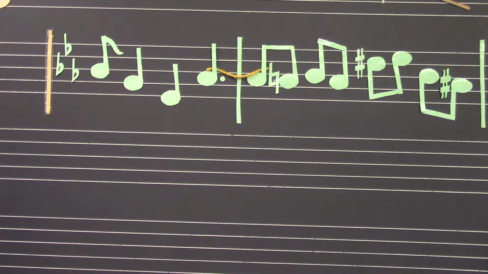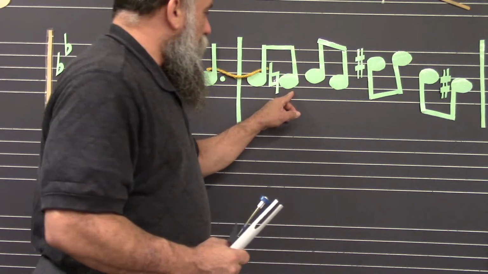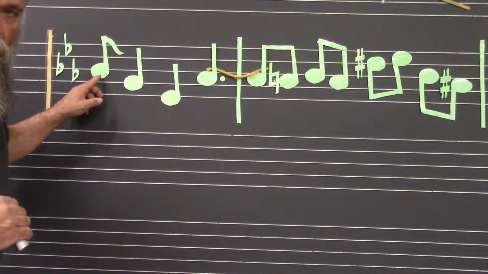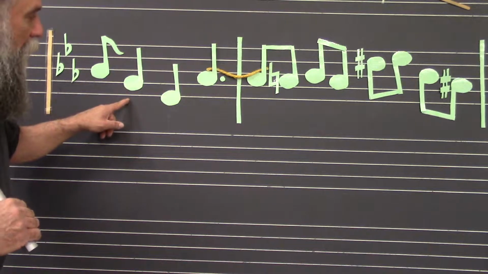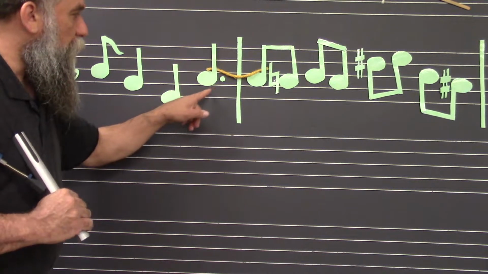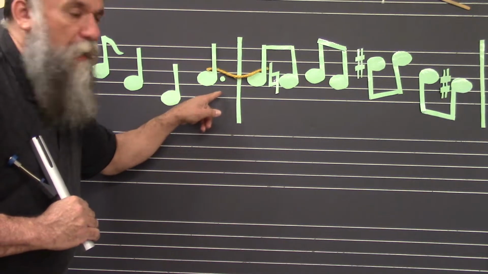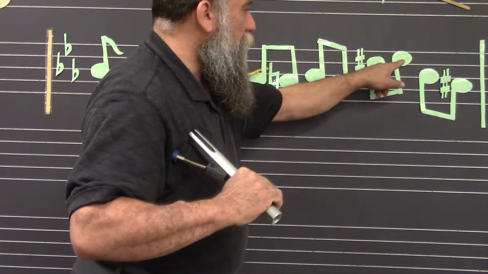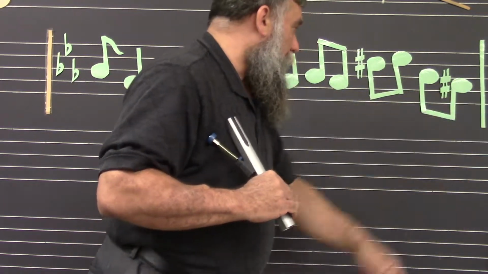Let's play all the A's. This is A, because they're all naturals. Ready and go. 1 and 2 and 3 and 4 and 1 and 2 and 3 and 4 and.